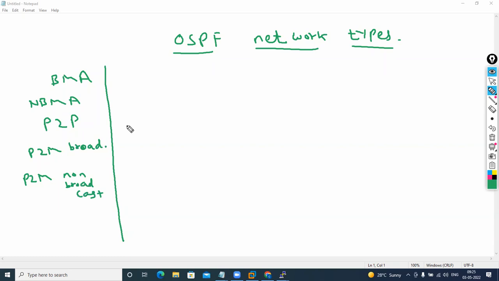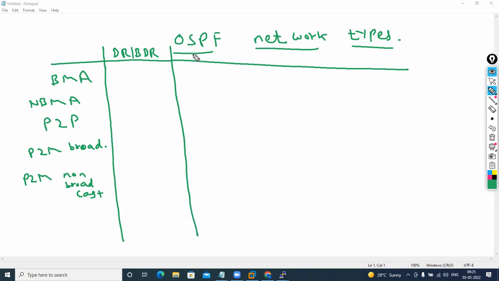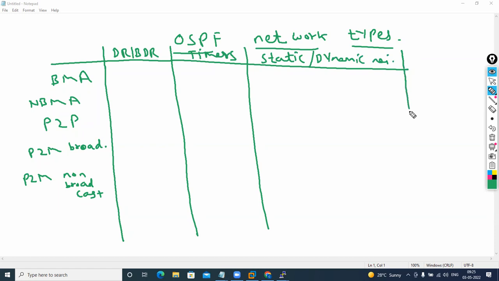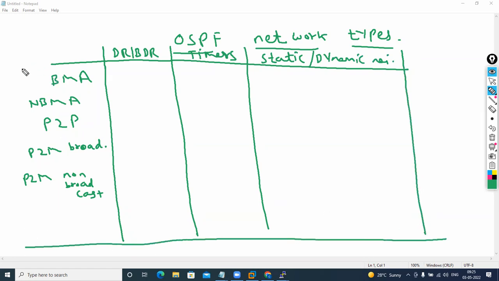So just do the theory part today. Tomorrow we'll start with the lab. You need to remember this whole chart: where all the DR, BDR election happens, what the OSPF timers are, and where static and dynamic neighborship are used. In some network types, you need to use the static neighbor command. In some network types, they will dynamically form the OSPF neighborship.